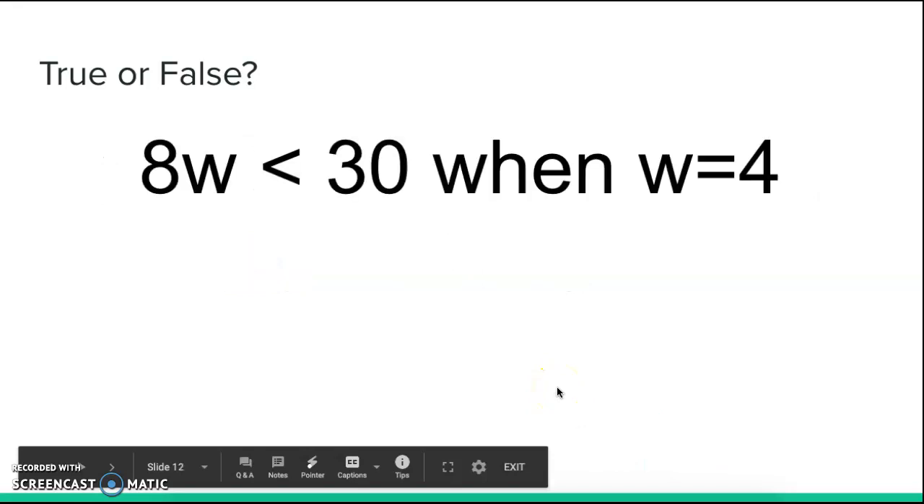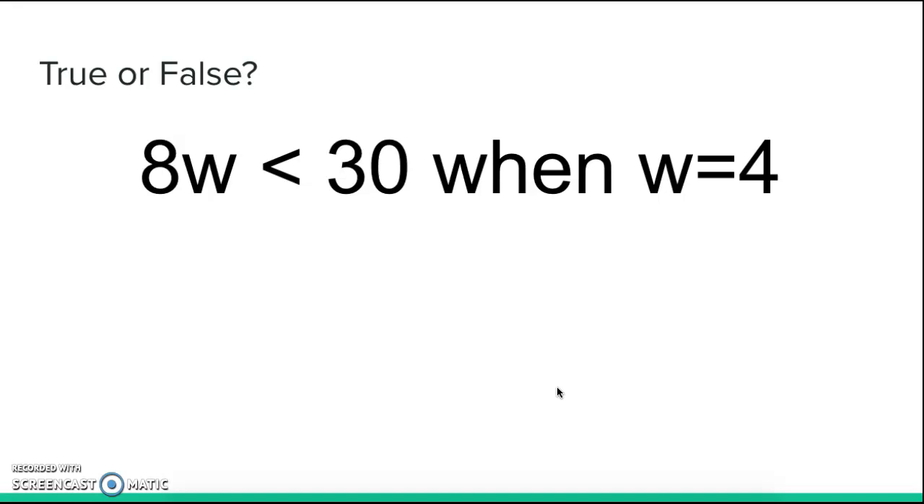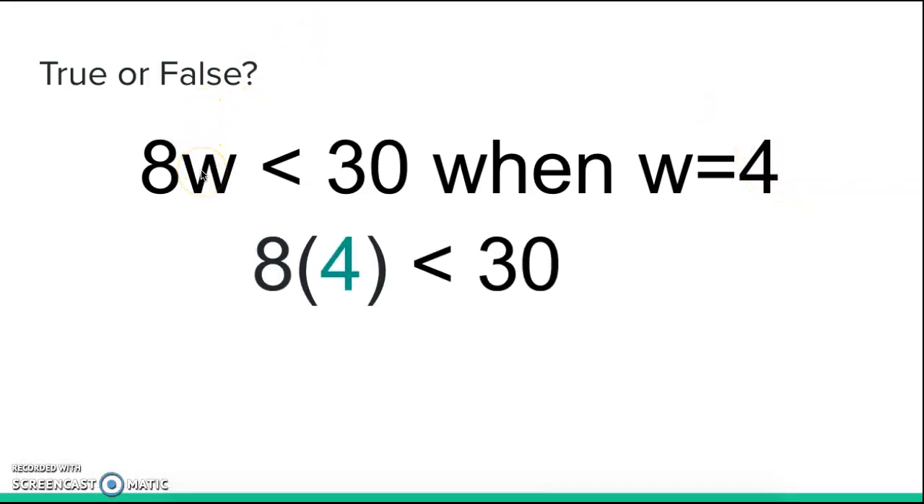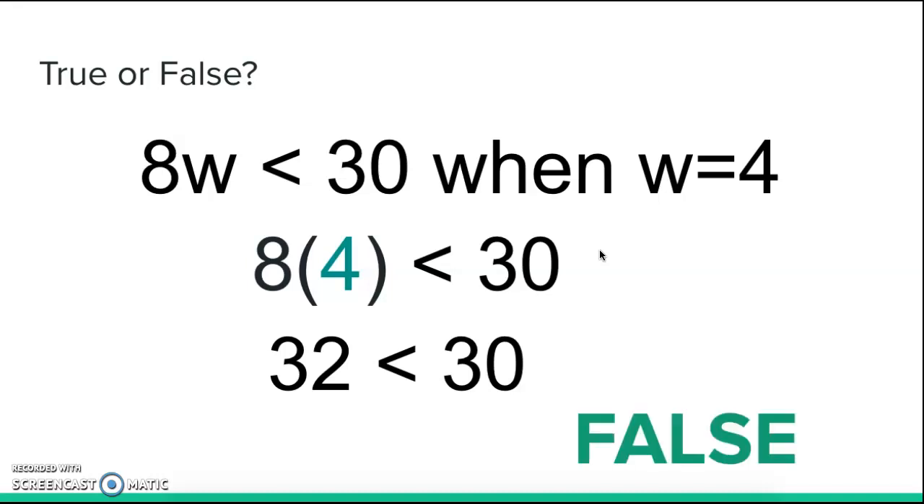Right, and one more. Is 8w less than 30 when w equals 4? Okay, take your 4, substitute it into where the w is. So we have 8 times 4 is less than 30. 8 times 4 is 32. Is 32 less than 30? No, that is false. 32 is not less than 30. Right? You will try some of those on the independent practice, and you'll have some of them in the check-in as well.